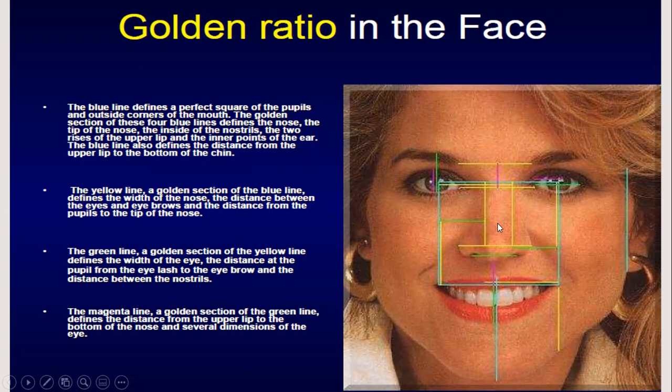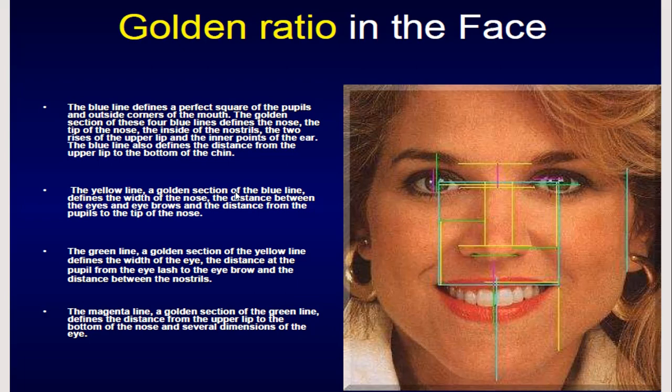Okay, and of course the golden ratio in the face. So the blue lines, look at the picture. The blue line defines a perfect square of the pupils and outside corners of the mouth. So the golden section of these four blue lines defines the nose, the tip of the nose, the inside of the nostrils, the two rises of the upper lip and the inner points of the ear. The blue line also defines the distance from the upper lip to the bottom of the chin.